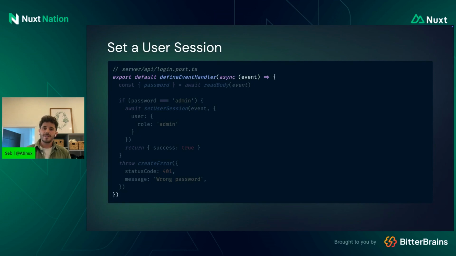Let's start by creating a server API route. This route is living on /api/login and only accepts POST requests. This is why we have this .post.ts suffix in the file name. We export an event handler as the Nuxt server is running Nitro. defineEventHandler is an H3 server util. H3 is the server used by Nitro, and Nitro is used by Nuxt.